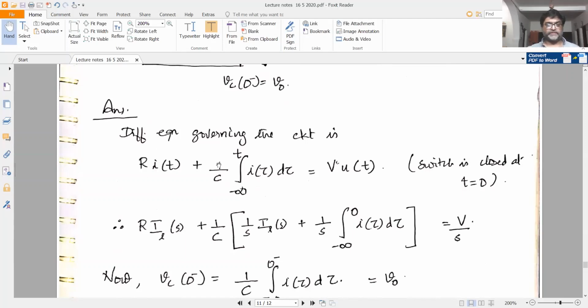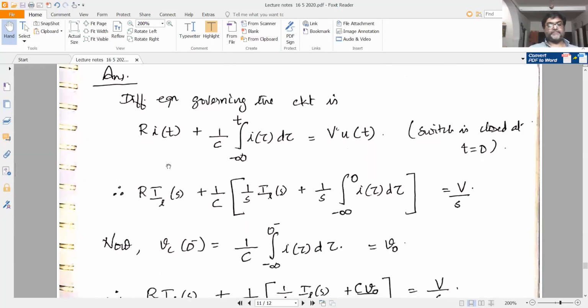So we'll write the differential equation that governs the circuit. R into I of t plus 1 by C integral minus infinity to t I of tau d tau is equal to V into U of t. Why? Because the switch is closed only at t equal to 0. So therefore we can write this as R into IL of S. You will take the unilateral Laplace transform through it. R into IL of S plus 1 by C into. Now we have seen that the unilateral Laplace transform of this integral can be represented like this: 1 by C into 1 by S into IL of S plus 1 by S into integral minus infinity to 0 I of tau d tau. On the right hand side, this is equal to V by S.